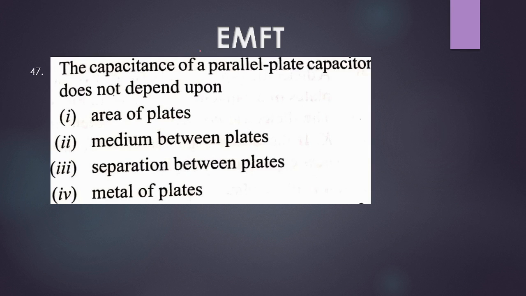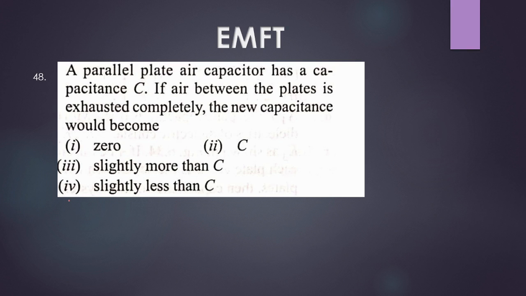Next question, the capacitance of a parallel plate capacitor does not depend upon. What will be the answer? These are the options. As you know, for a parallel plate capacitor, capacitance C is equal to epsilon R epsilon naught A by t. It is area, it is distance or separation, it is medium, remaining is metal. So the answer will be metal of plates. This is the answer.